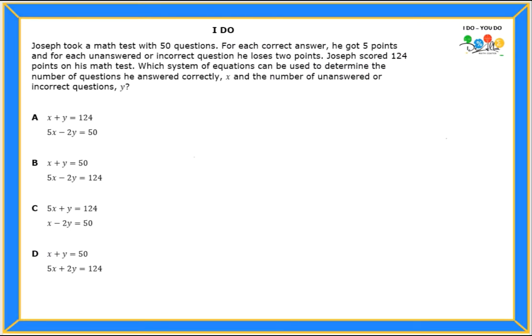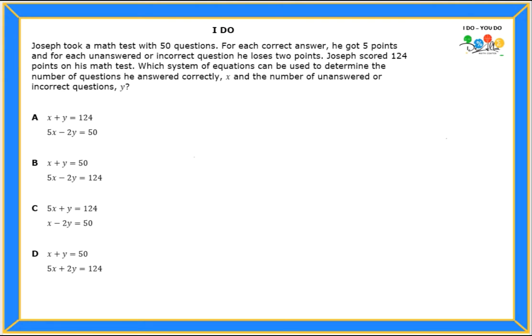And it says, Joseph took a math test with 50 questions. For each correct answer, he got 5 points. And for each unanswered or incorrect question, he loses 2 points. Joseph scored 124 points on his math test. Which system of equations can be used to determine the number of questions he answered correctly, x, and the number of unanswered or incorrect questions, y?